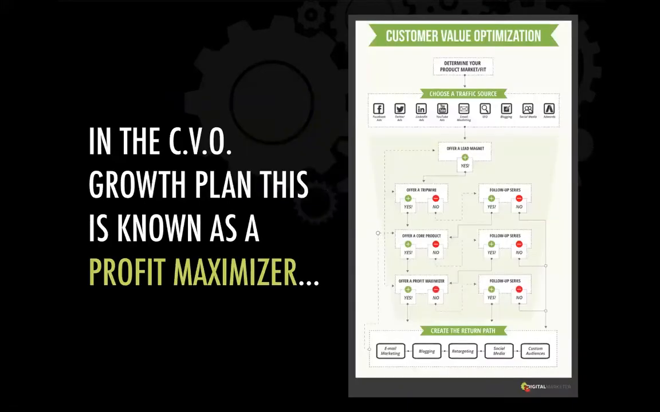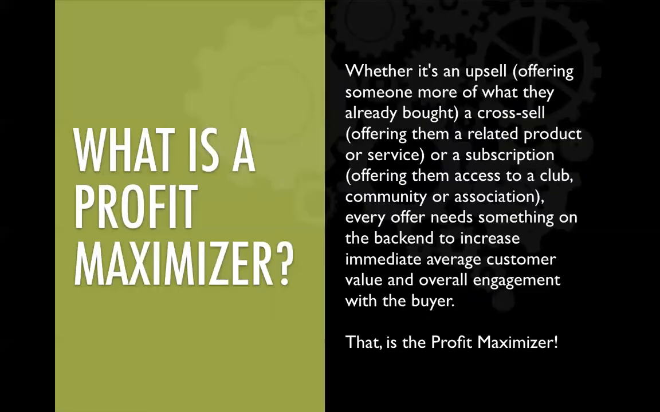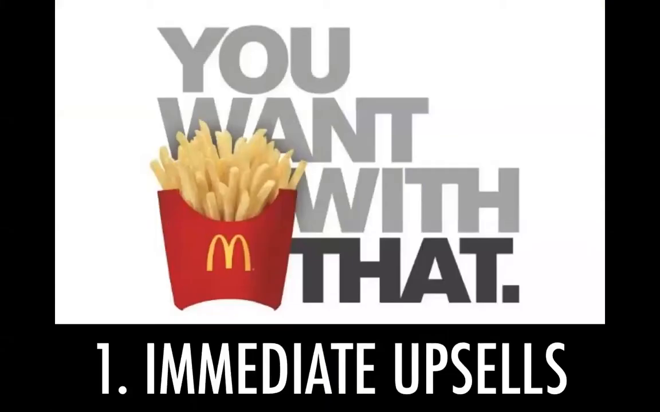So in the CBO growth plan, this is known as a profit maximizer. And that's where we are on the stage, right? So step 4, optimize a profit maximizer. So what is a profit maximizer? Whether it's an upsell, which offers someone more of what they already bought, a cross-sell, offering them a related product or service, or a subscription, offering them access to a club, community, or association. Every offer needs something on the back end to increase immediate average customer value and overall engagement with the buyer. That's the profit maximizer. So do you want fries with that?